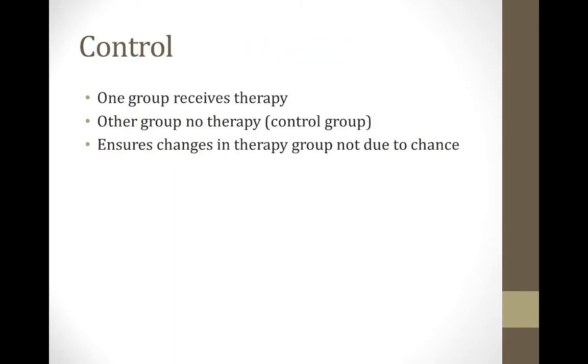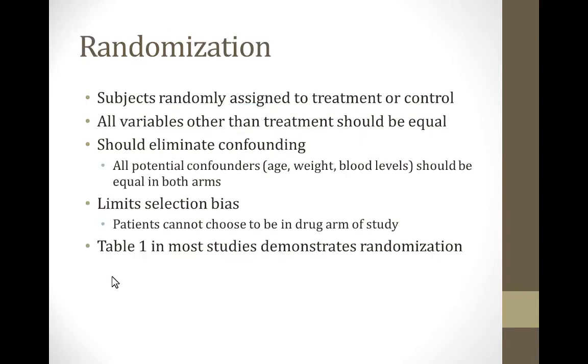So control means that one group receives therapy and another group gets no therapy, and that group is called the control group. And this ensures that changes in the therapy group are not due to chance. So for example, if we were testing a cancer drug, we might give the drug to one group of patients, but then monitor a second group of similar patients and see how long they live and how well they do. And then we could determine whether the group that got the cancer drug did better, worse, or the same as the control group.